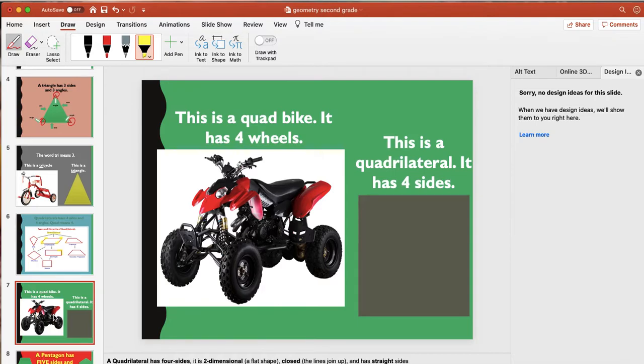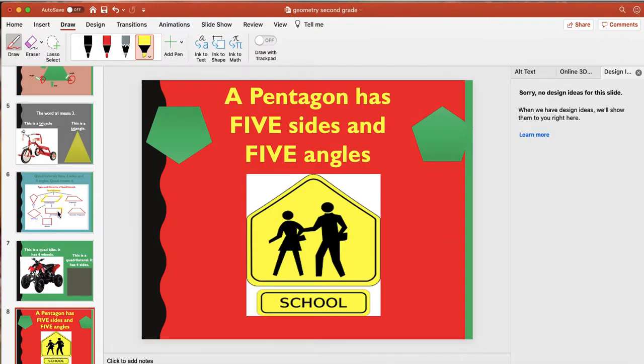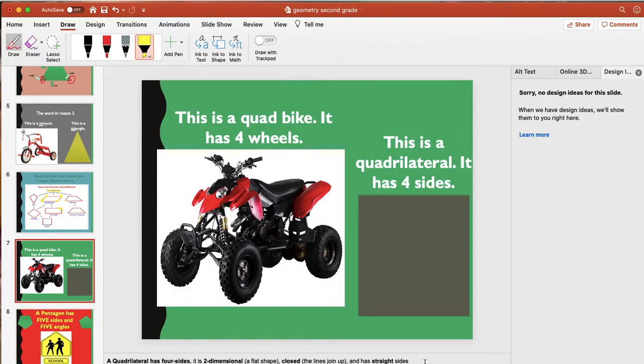Okay, this is a quad bike. So it has 4 wheels. One, we can't see the other one back here, 2, 3, and 4. And then a quadrilateral has 1, 2, 3, and 4 sides. So just remember that quad means 4.